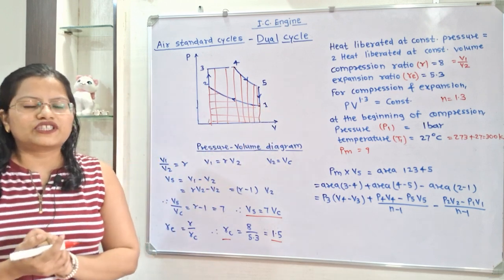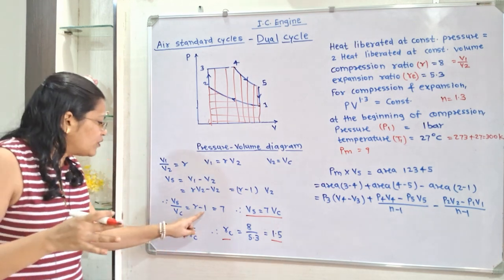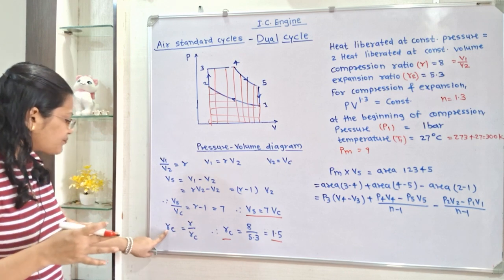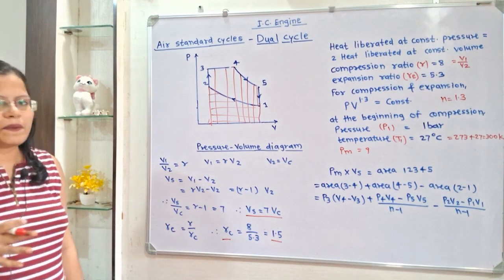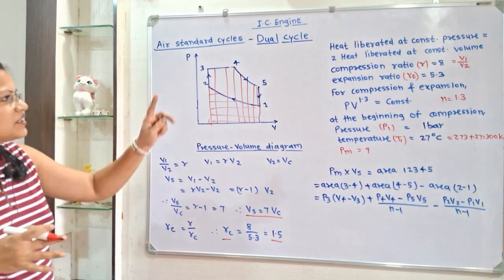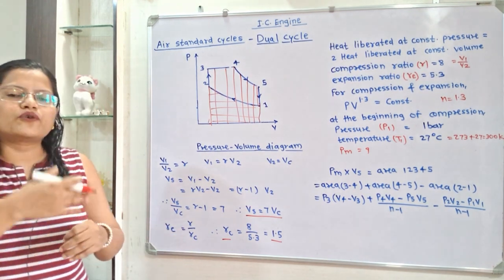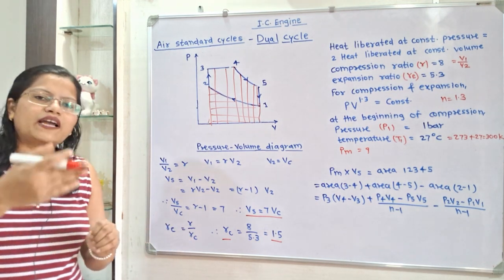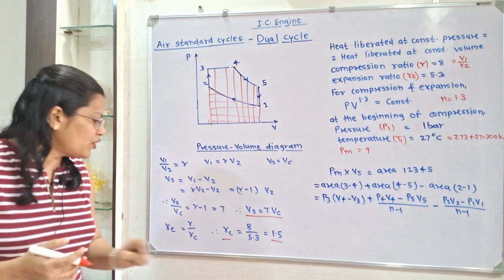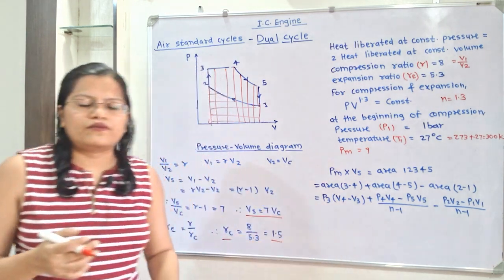But we have relation between temperature and volume, between pressure and volume, and we also have the relation of the compression ratio, cutoff ratio and expansion ratio. Compression ratio we have in terms of volume, expansion ratio also in terms of volume, and cutoff ratio also in terms of volume. So we will use this data and find out all the values.